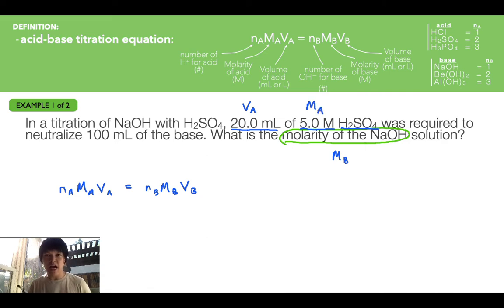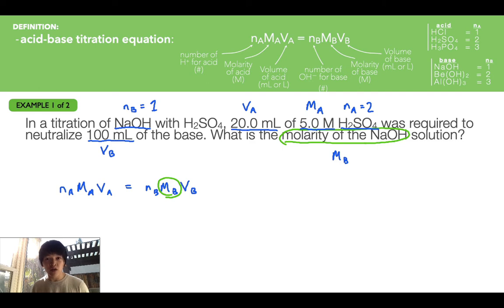H2SO4, how many hydrogen ions does that have? Well, H2, so it has 2 hydrogen ions. Na equals 2. So we know that that was required to neutralize 100 milliliters of the base. So 100 milliliters is the volume of our base. We don't know the molarity, but do we know how many hydroxide ions there are in NaOH? Because that's Nb. NaOH only has one hydroxide ion, so we're going to write Nb is equal to 1. So again, in this problem, we're trying to solve for Mb. It's asking what's the molarity of NaOH.